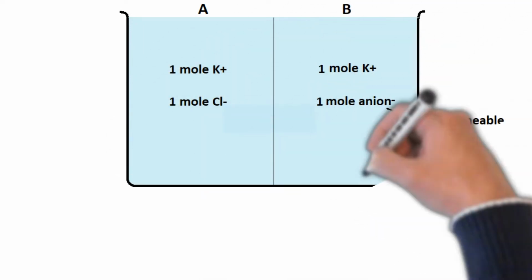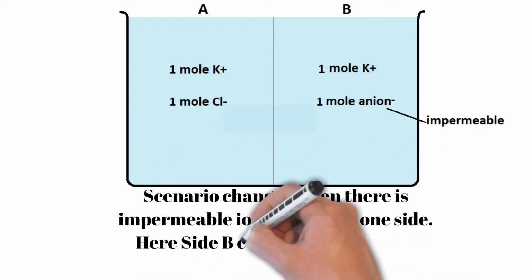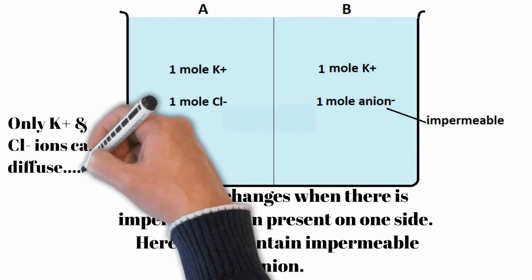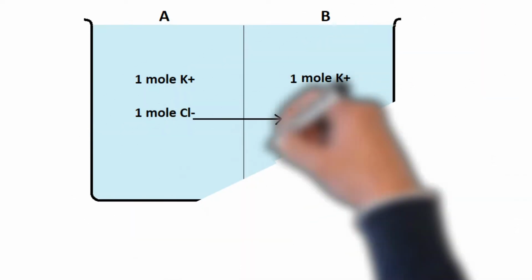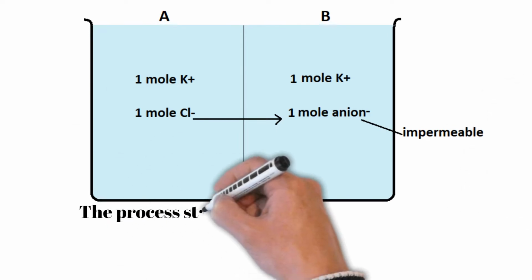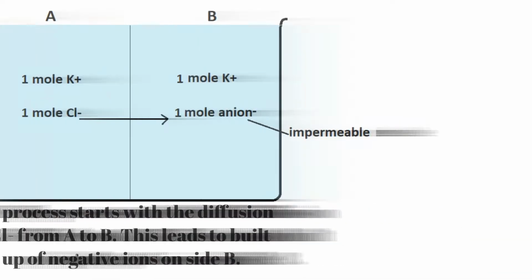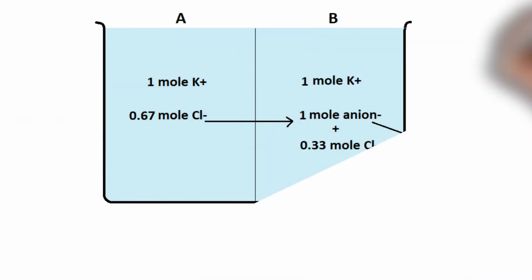In such a condition, as shown here, side A contains potassium and chloride ions while side B contains potassium and another impermeable anion. Ions which can diffuse will always diffuse across a semipermeable membrane. Here, diffusion starts with chloride ion moving from side A to B. This leads to, at equilibrium, a final concentration of chloride ion as shown.